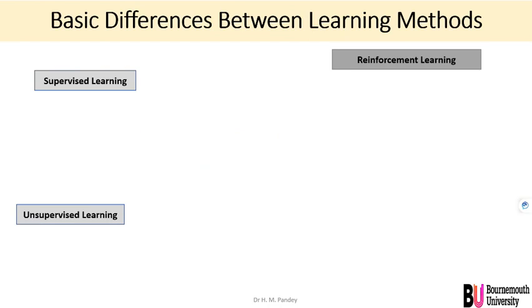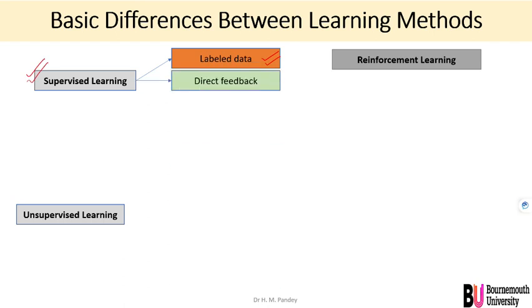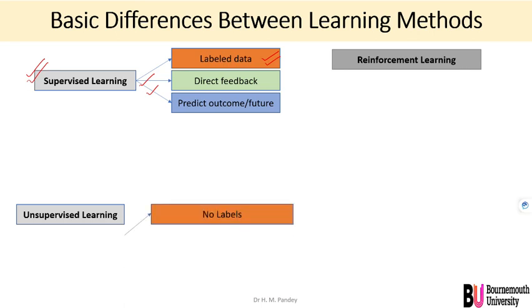I will start with supervised. If the data you use for your algorithm is labeled data, and I will explain what labeled data means shortly, then you will apply a supervised learning technique. You can get direct feedback from the data, and you can predict the outcome, or what will happen in the future, if you are implementing a supervised machine learning technique.